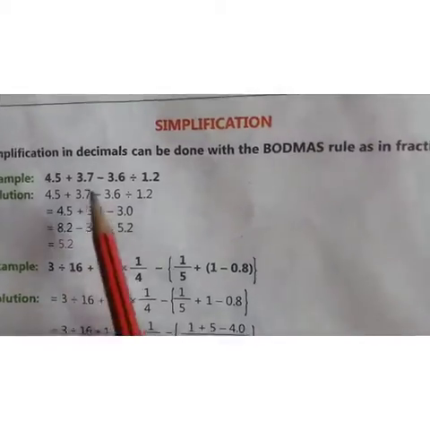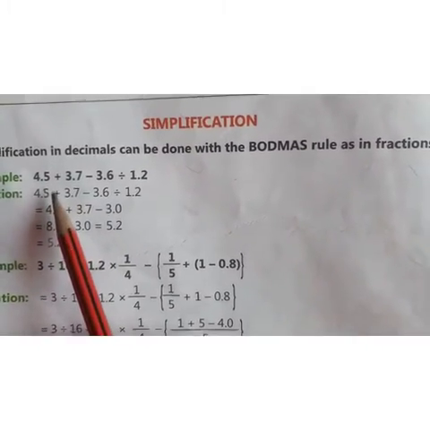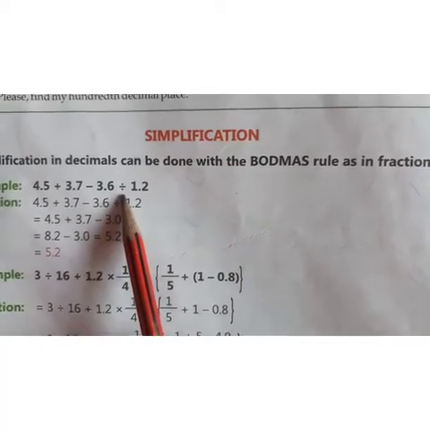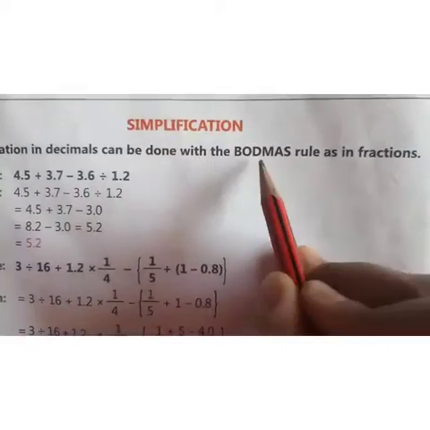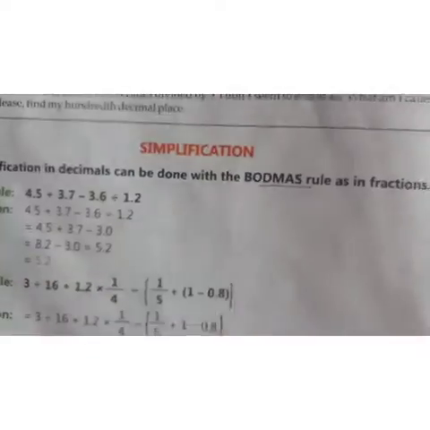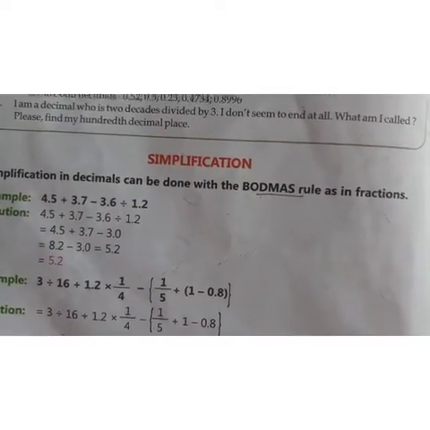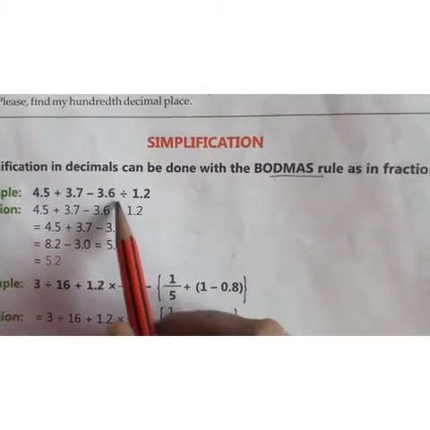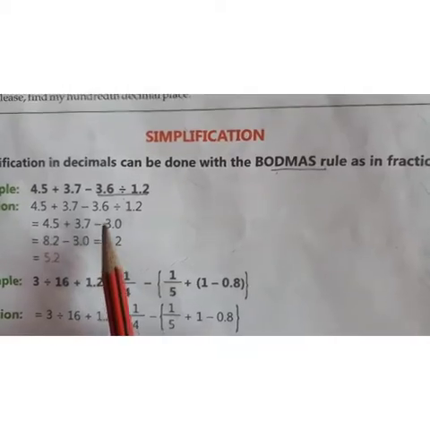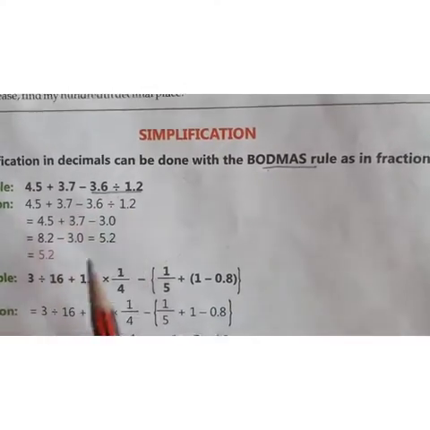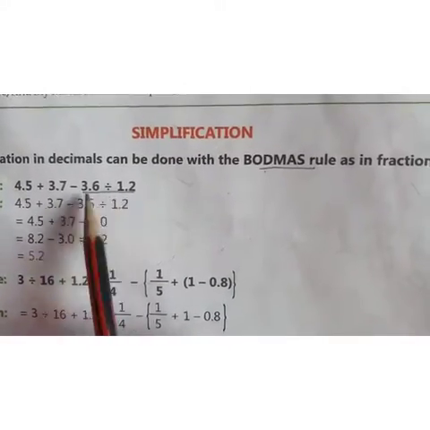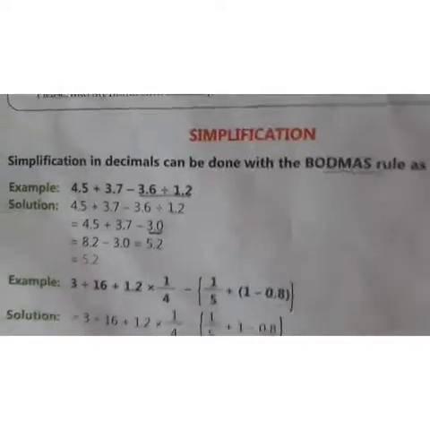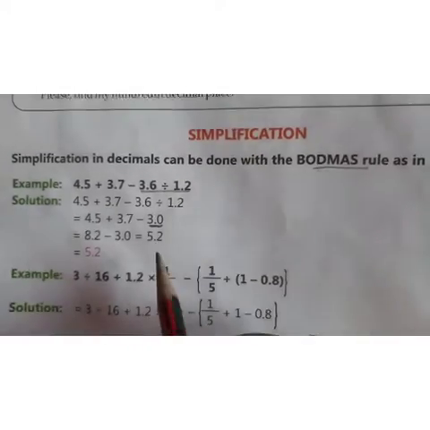The example here is 4.5 plus 3.7 minus 3.6 divided by 1.2. As the rule states, first division is to be done, next multiplication, next addition and subtraction. Can you find division here? Yes, we find division here: 3.6 divided by 1.2. You already know 12 threes are 36, isn't it? So I get the answer 3.0 after division.